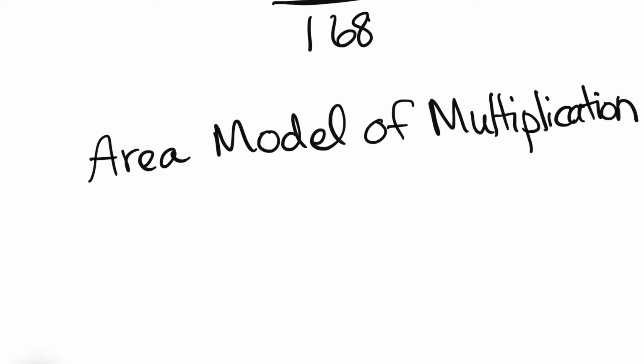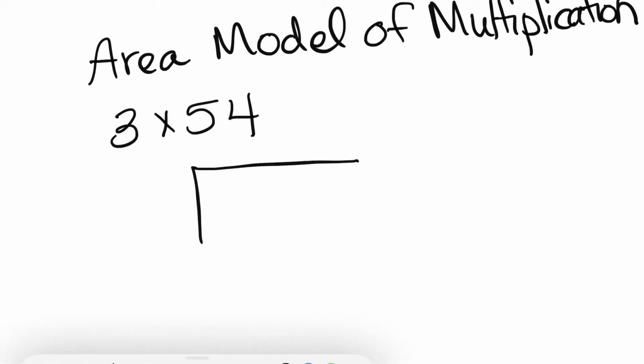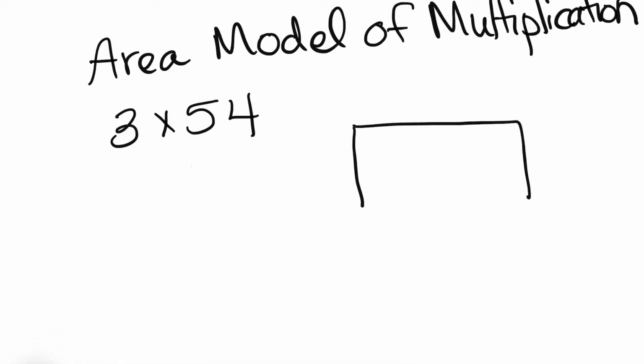It is very much like the distributive property, but it is using more of a visual model. So let's say we have a problem like 3 times 54. It's called the area model because you're going to draw a rectangle, and then you're going to try to find the area of this rectangle.